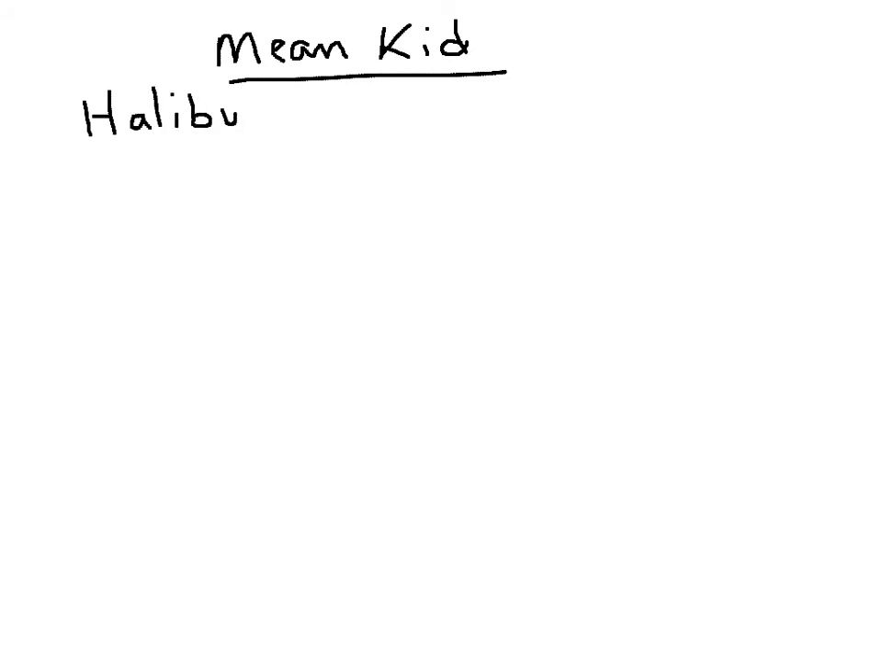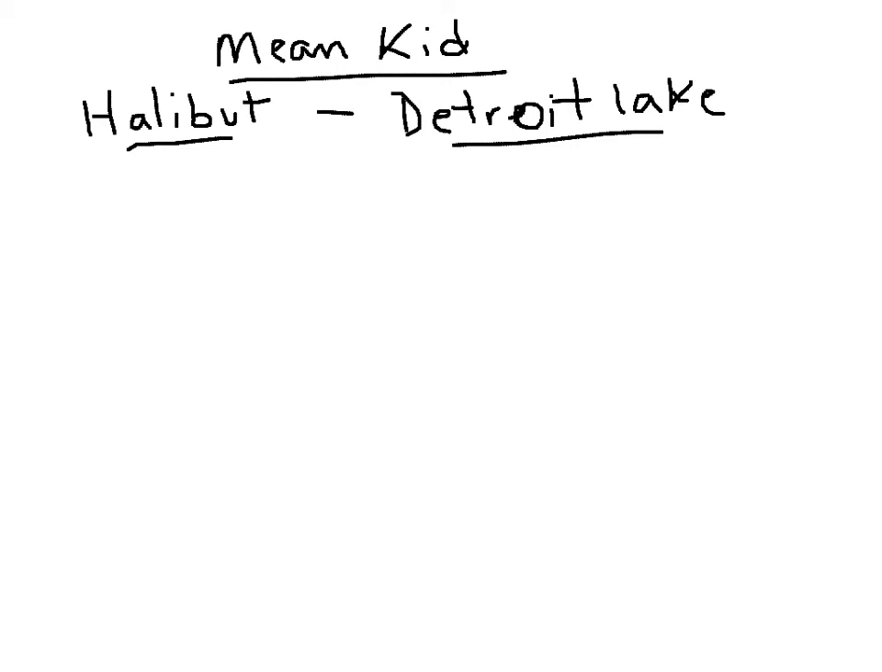So a couple things I want you to think about. First of all, let's say we've got Mean Kid running around. Mean Kid goes and grabs a halibut or some other kind of fish that you would find in salt water. Drops it into Detroit Lake, or whatever else you want to call it, San Am River or Mill Creek. Maybe dumps it into wherever you want to. What's going to happen to that halibut and why?